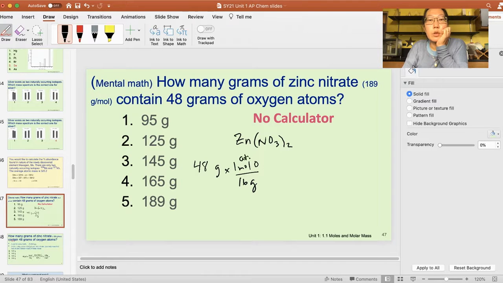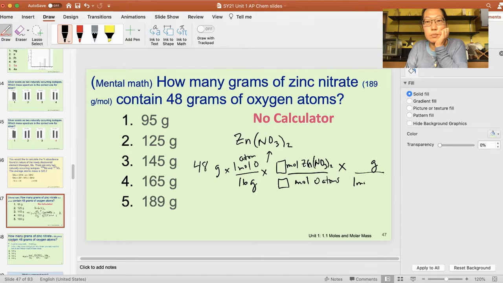Because we have atoms here, and then we have to connect to this. So we need to change to moles of zinc nitrate, using moles of oxygen atoms. So we need some numbers here, and then you need to change this to grams. Okay, I'll give you a minute. Get out your periodic table, find your molar masses, and do this mental math in your head and see what answer you get.